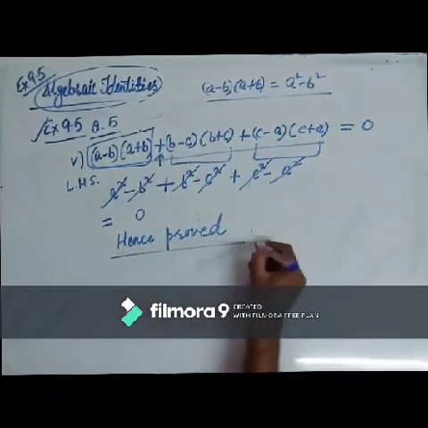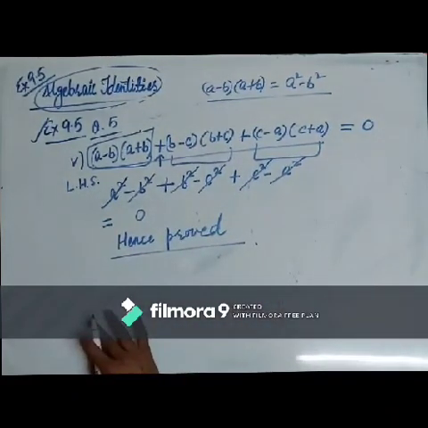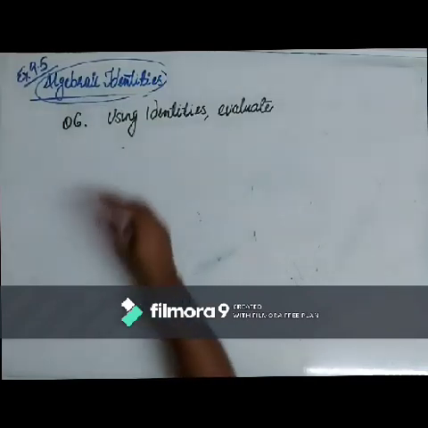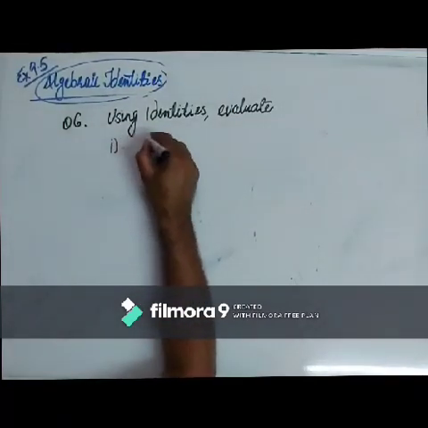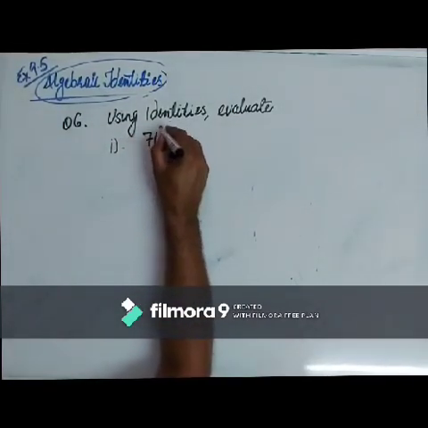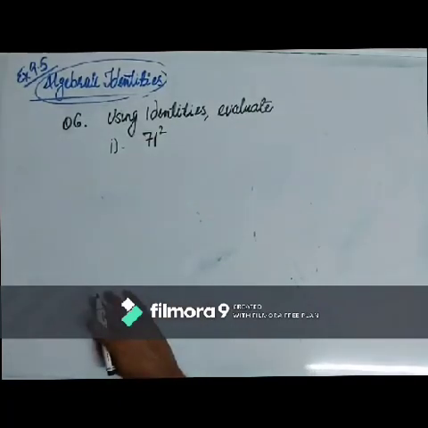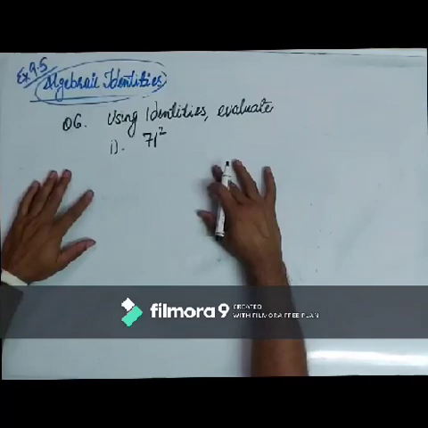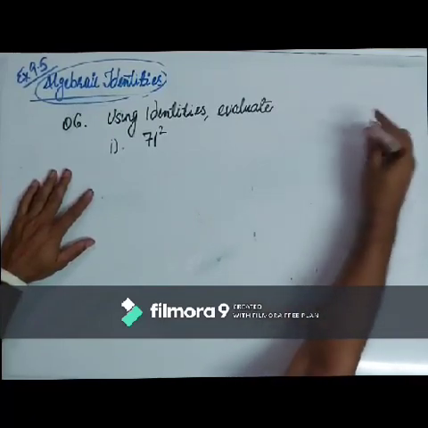Hence proved. That's all. Number 6 says using identities evaluate. The first component is 71 whole square. So all we have to do is to apply algebraic identity for solving 71 whole square.